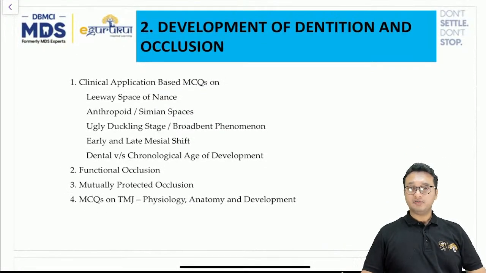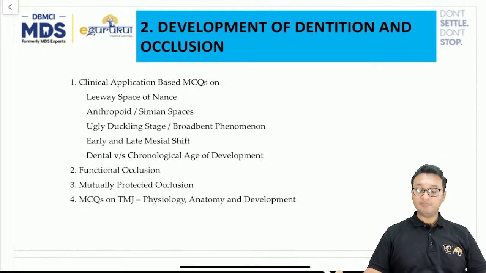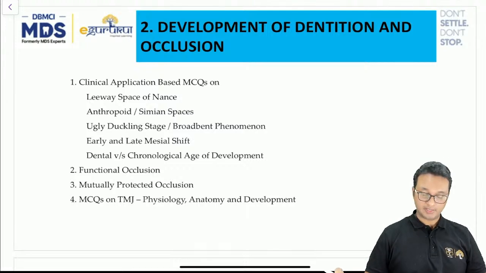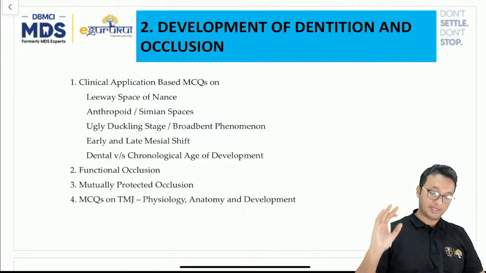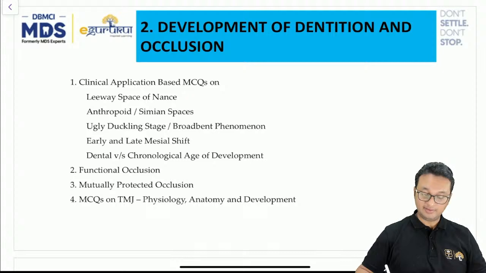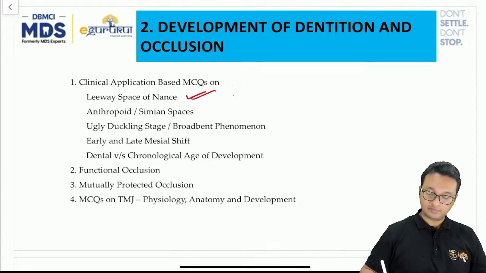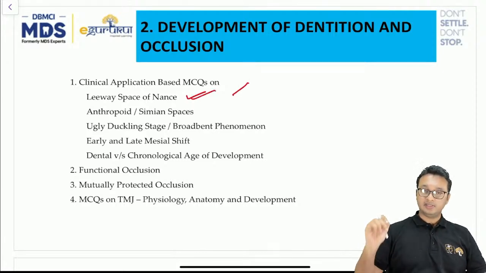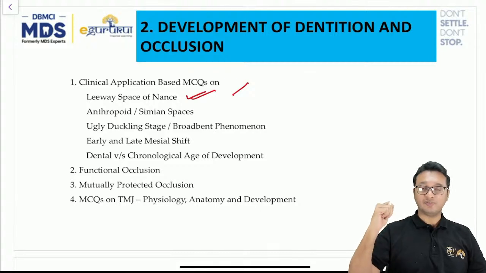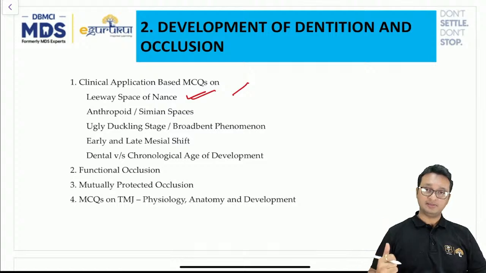Next topic of interest is development of dentition and occlusion. Again an important concept, again an important chapter to be understood. You will have clinical application based MCQs on leeway space of Nance. So you have to remember the different values. The leeway space of Nance is for the late mesial shift. For the maxilla it is different, for the mandible it is different.